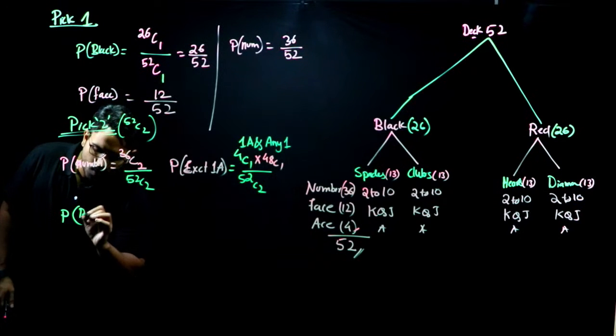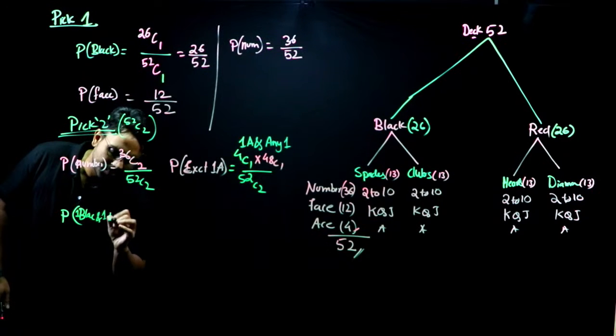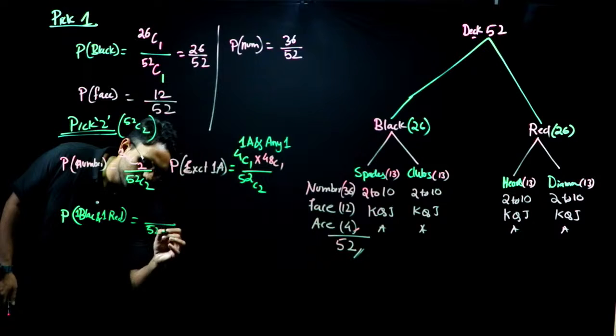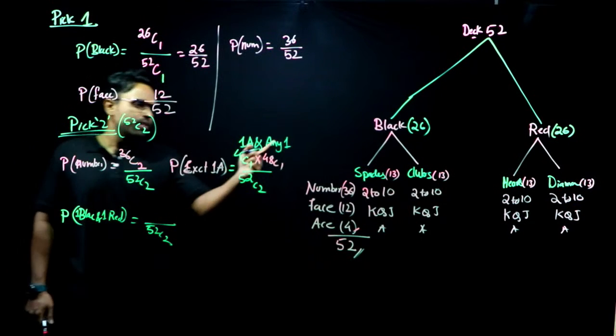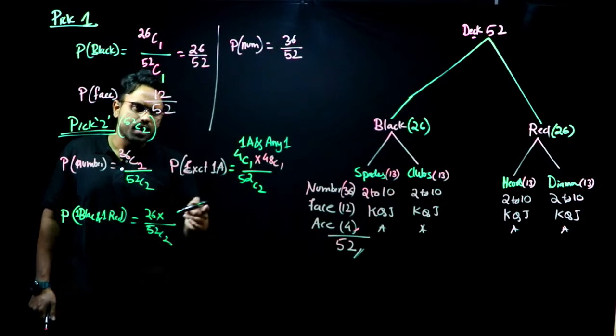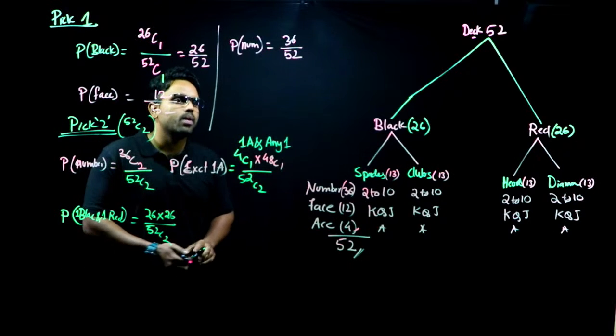So let me say exactly one black and one red. One black and one red. Total number of cases, 52 C2. One black, in how many different ways can I select? 26 C1, which is nothing but 26 again. And one red, in how many different ways can I select? 26 C1, it is again 26. One black and one red.